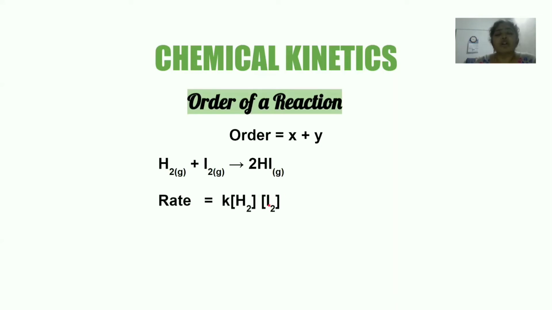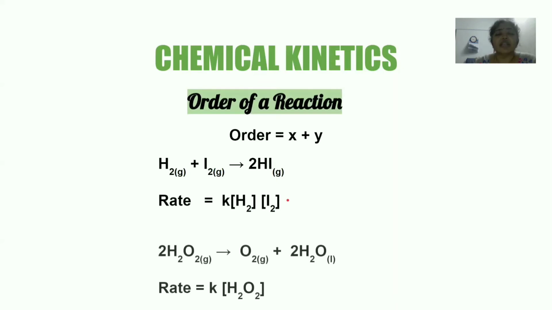So what could be the order of this particular reaction? Very simple. The order is x plus y. Now what is x and what is y? x and y are the exponents to which the concentration terms are raised in the rate law. There are 2 reactants here, so one of the reactants' power we can take as x. That means x is concentration of H2 raised to 1, so x is 1. Similarly, y will be the concentration of I2 raised to y, so y is also equal to 1. So what is the order of this particular reaction? It is 1 plus 1, which is equal to 2. Similarly, let us take another example here.